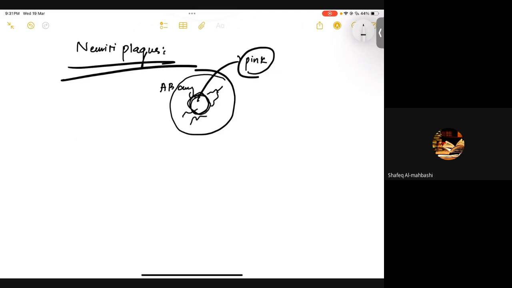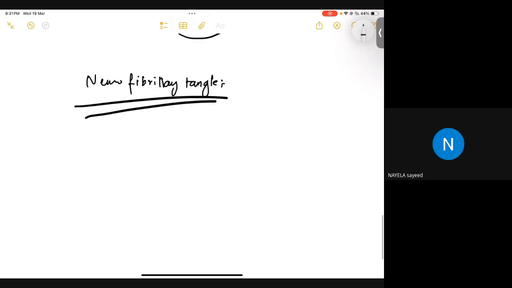What else are we going to see? We are going to see neurofibrillary tangles. So what are neurofibrillary tangles? Very high yield. Proteins. Okay, so what is tau protein? What are tau proteins? What's the significance of them?